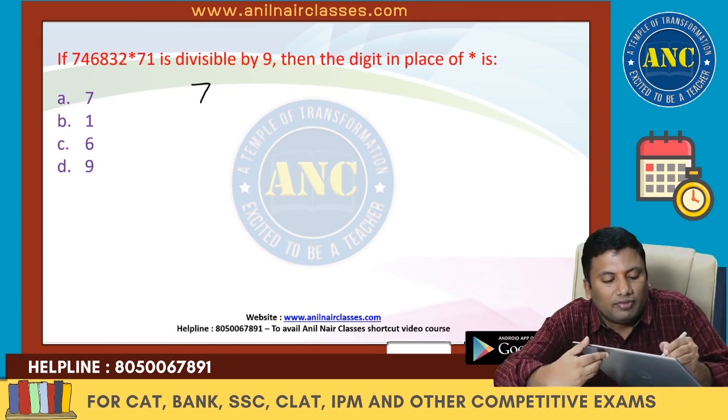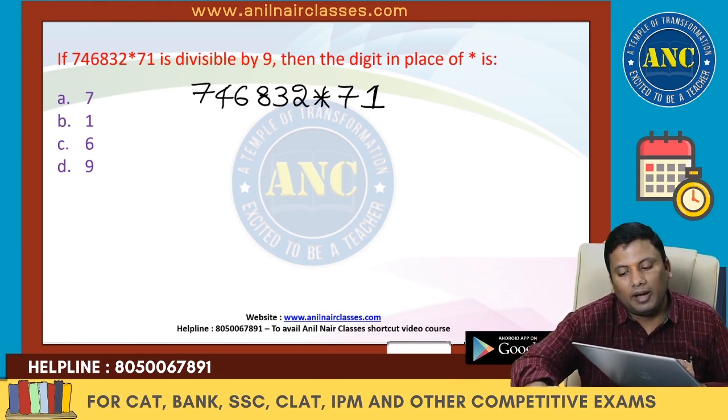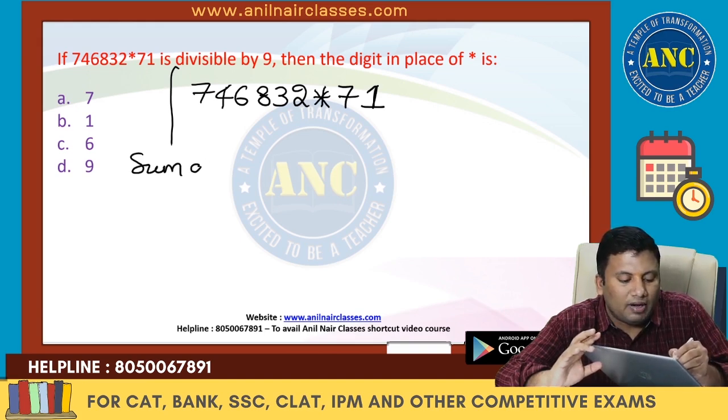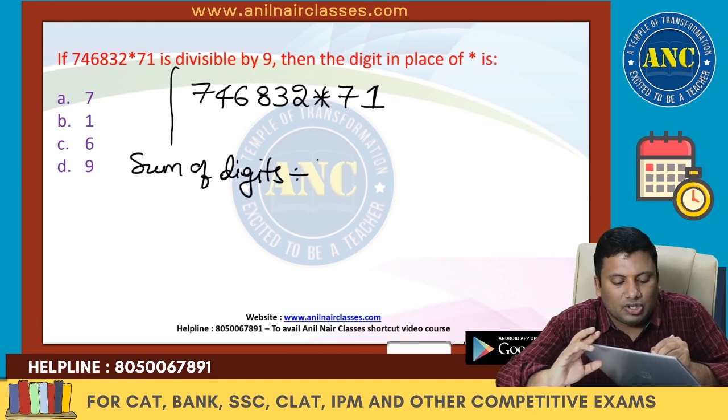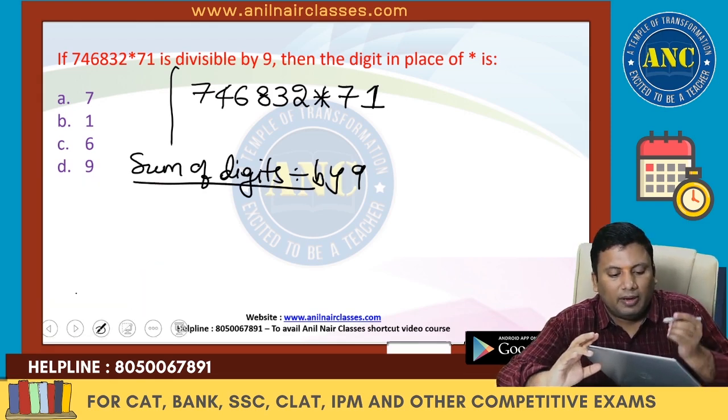Next one, there is a number 746832 star 71. This number is divisible by 9. What is the divisibility rule of 9? The sum of the digits should be divisible by 9.